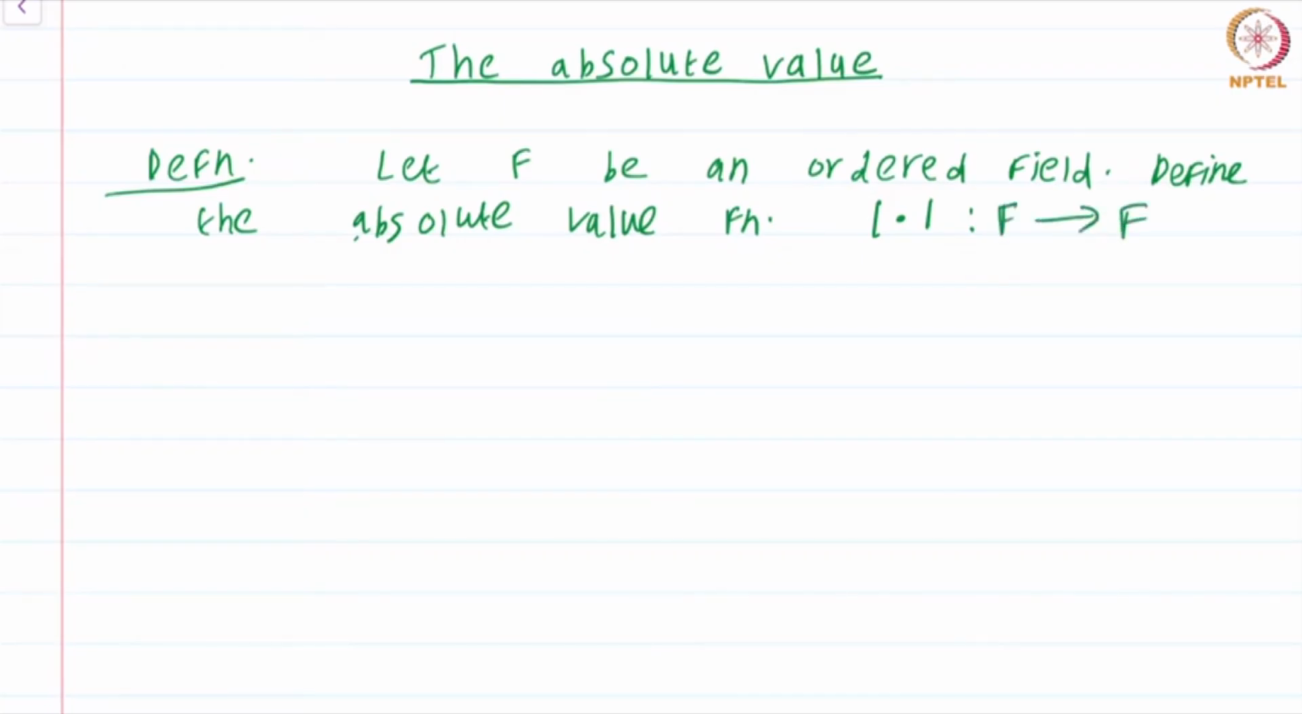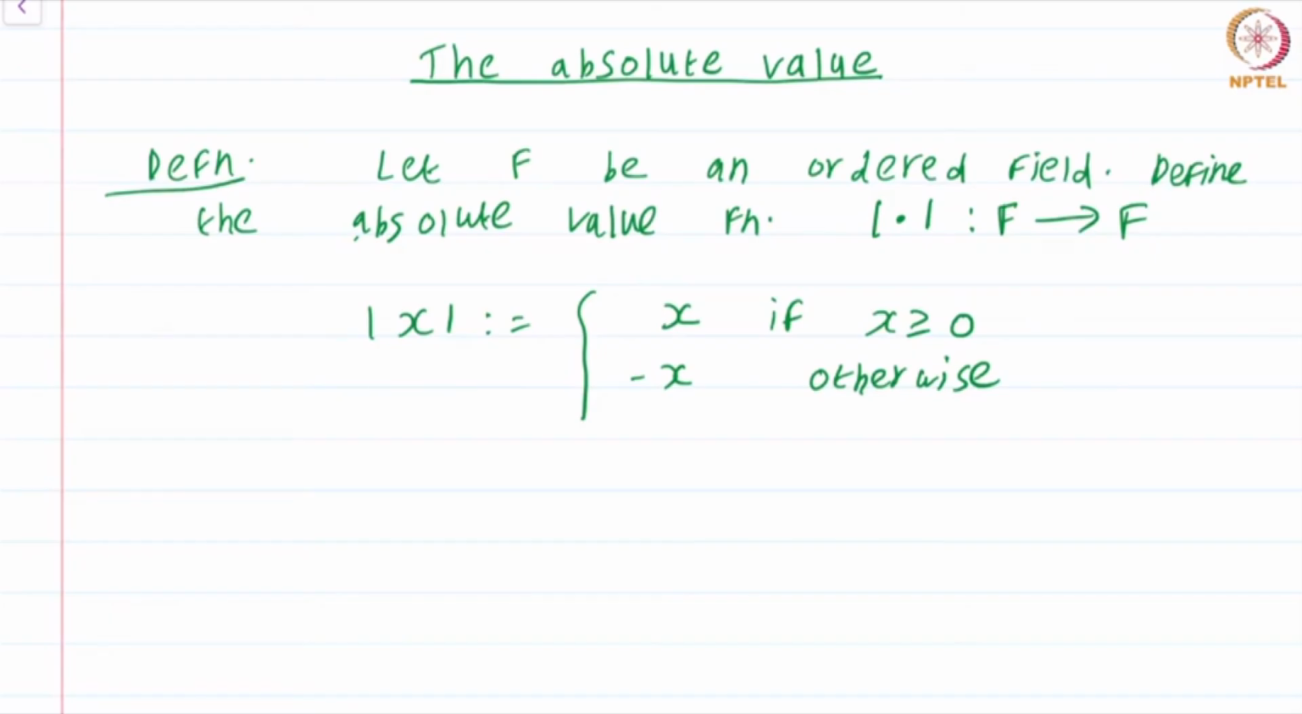Note that I have put a bold dot. That's supposed to denote where the function is plugged in. This is sort of a weird notation for a function, but it is commonly used in mathematics. The definition is: mod x is defined to be equal to x if x is greater than or equal to 0, minus x otherwise. So this definition is no doubt familiar to you from your studies before.